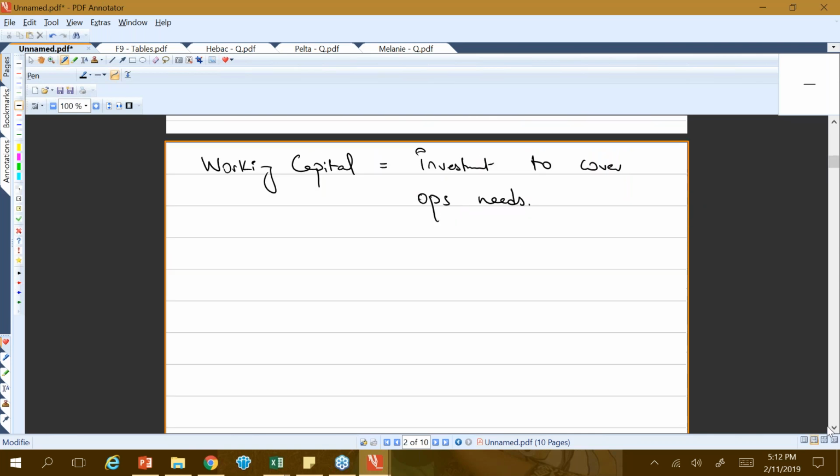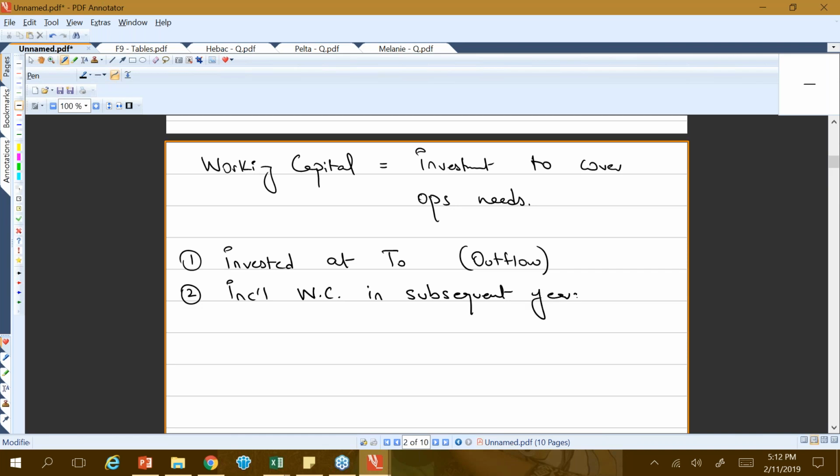Now, by default, working capital has three features. Number one, it is always invested at T0. So we invest the working capital at T0, and that T0 is an outflow. The first investment in working capital takes place at T0, along with our initial investments in the machinery. Number two, we need incremental working capital in subsequent years, which again is an outflow.